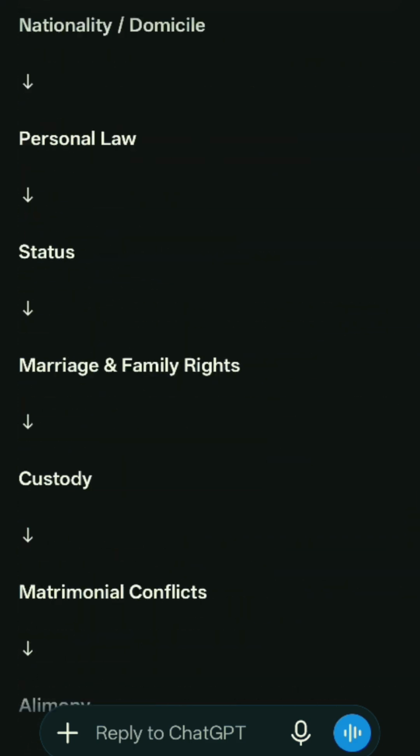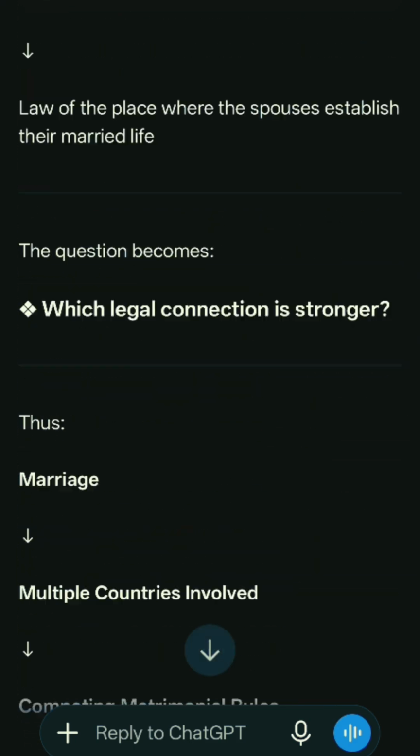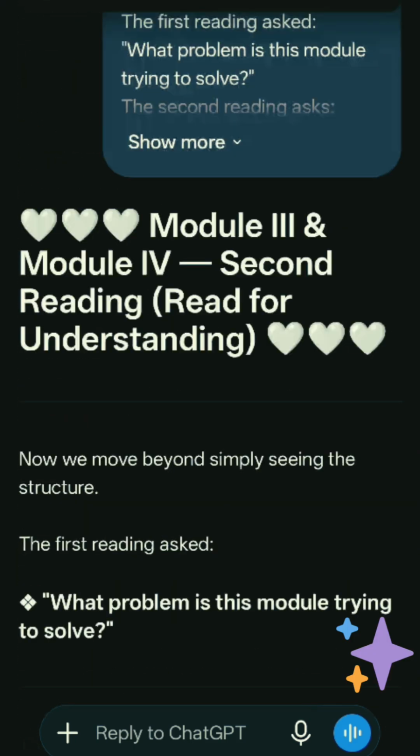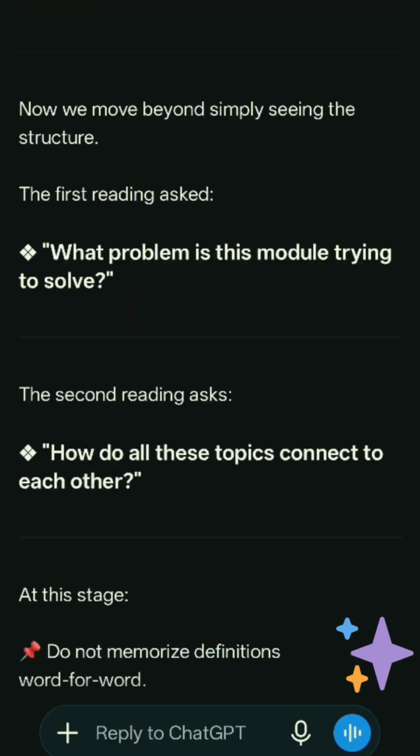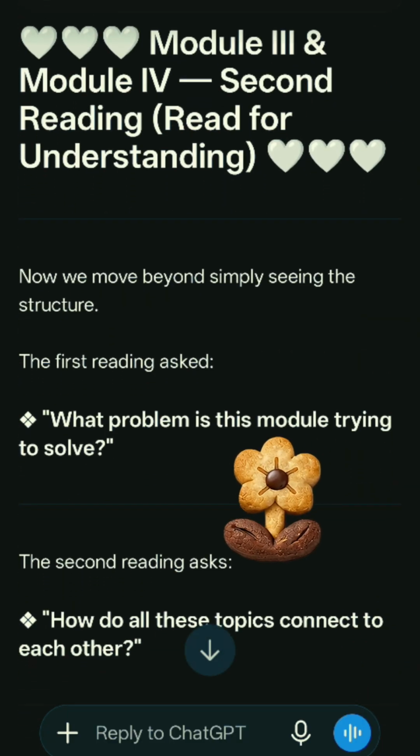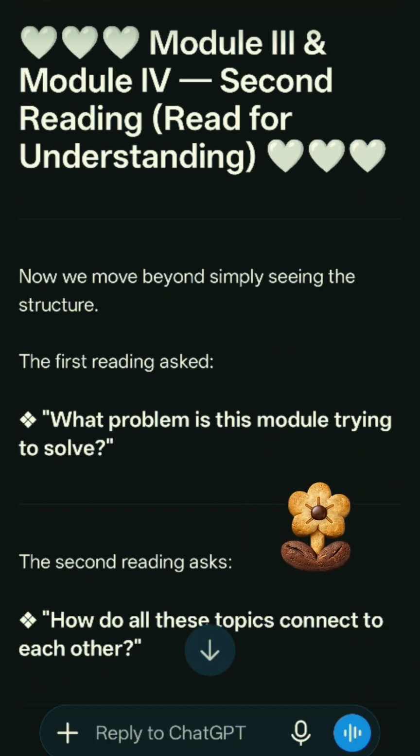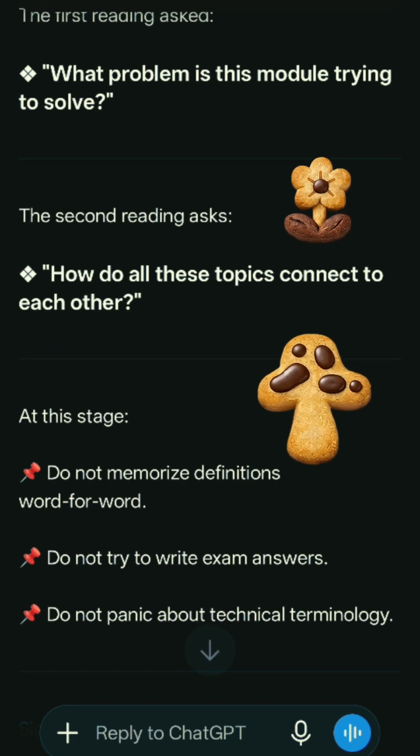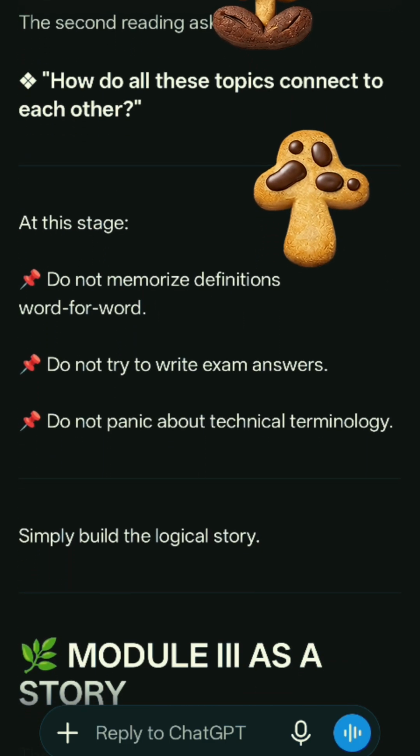Module 3 and Module 4, second reading. Now we move beyond simply seeing the structure. The first reading asked, what problem is this module trying to solve? The second reading asks, how do all these topics connect to each other?